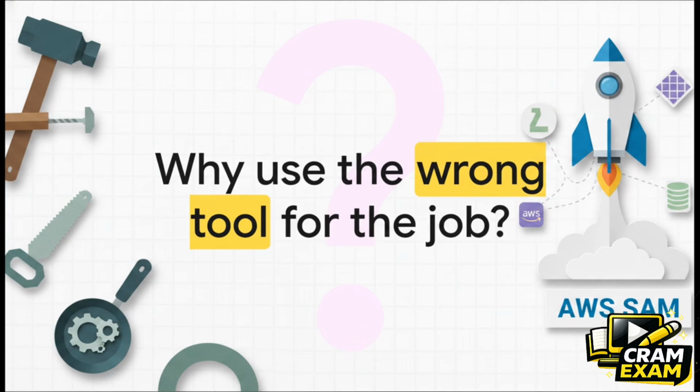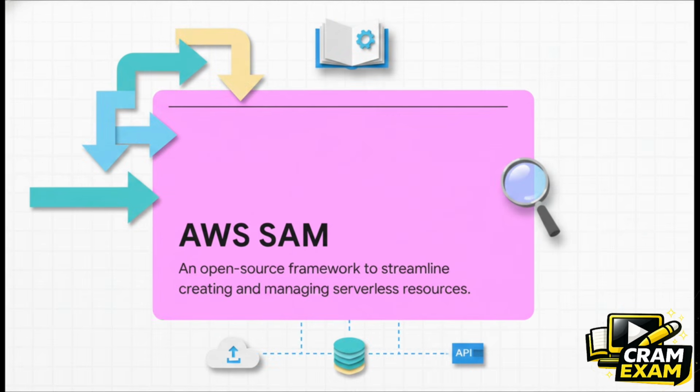Let's fix that. In this explainer, I'm going to show you the absolute fastest, most efficient way to deploy serverless applications on AWS. To fix all this crazy complexity, AWS created the Serverless Application Model, which is way better known as AWS SAM. The core mental model you absolutely must understand for the DVA-C02 exam is this. AWS SAM simplifies serverless deployments. It is an open-source framework built specifically to streamline exactly how you create and manage your serverless resources.